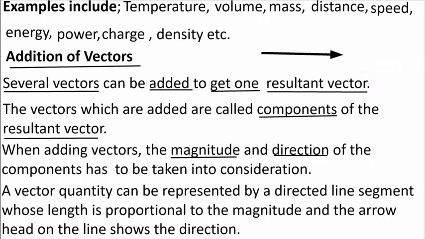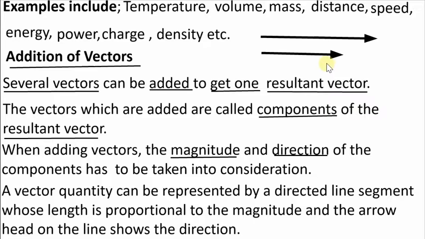So if I have another vector here, I draw it like this, facing in the same direction. These two vectors here are not the same. This longer vector is bigger than the first, shorter vector, because the length is equal to the magnitude. The longer the length, the larger the magnitude, and the shorter the length, the smaller the magnitude. And the arrow head on the line shows the direction.